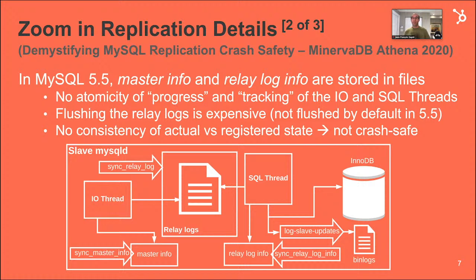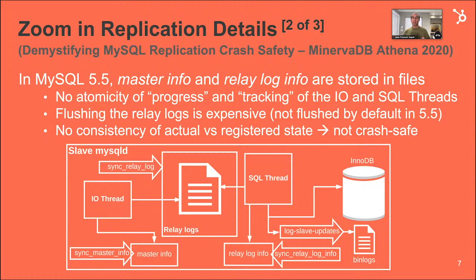So in MySQL 5.5, master info and relay log info are files. In the diagram, you can see at the left the master info and relay log info files. When the SQL thread is making progress, a transaction commits in InnoDB, and it writes to the file, but this is not atomic. For the IO thread, it sends some transactions and writes the master info at the same time. Also, the IO thread will not flush every time.